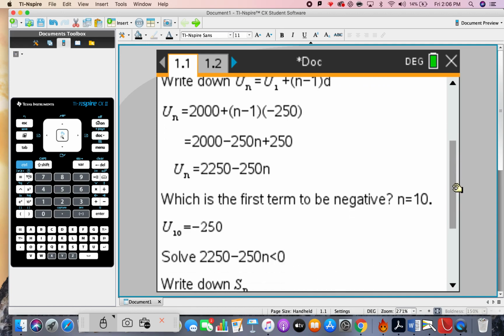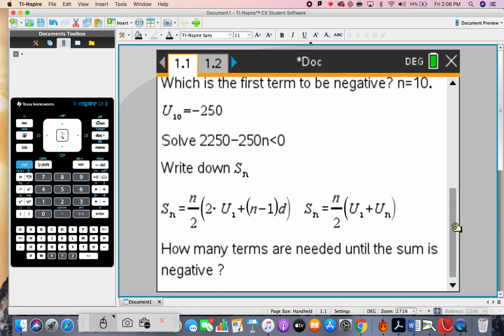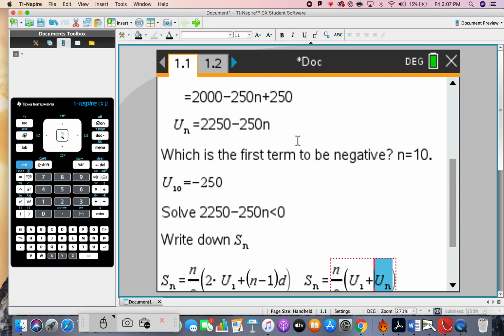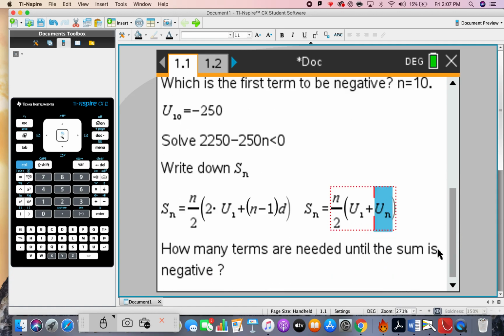If we scroll down here, we've got u1, we've got d. So we could use this formula, that would be alright. But we've also got u1 here, and actually, can you see we've got u of n as well, because we calculated it for the question before, u of n. It's the last term in the sequence that you're going to add, basically, okay? So the last term in the sequence.